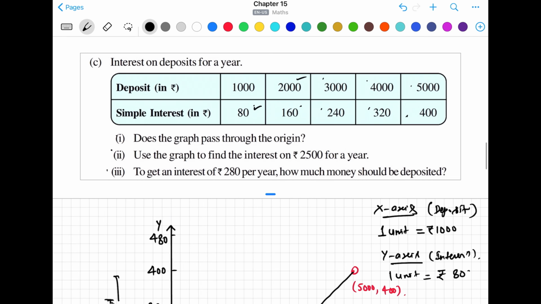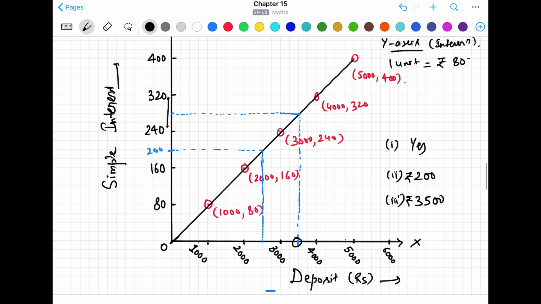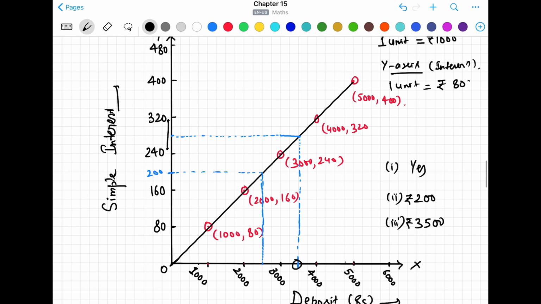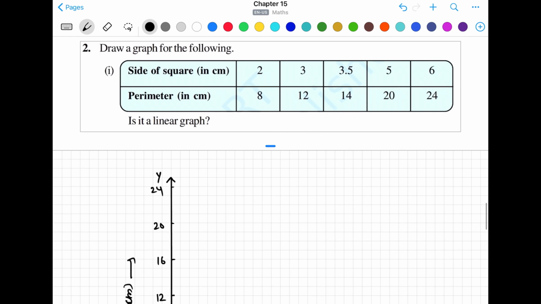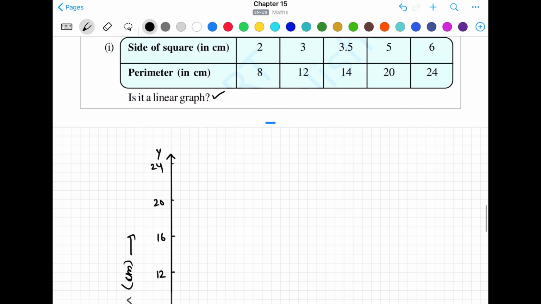Okay, so that's the answer of all three parts of part C of question number 1. Now moving to the next question, which is question number 2. We have to draw the graph of the following and check whether it is linear. We are given the side of a square in centimeter and the perimeter of that square also in centimeter.